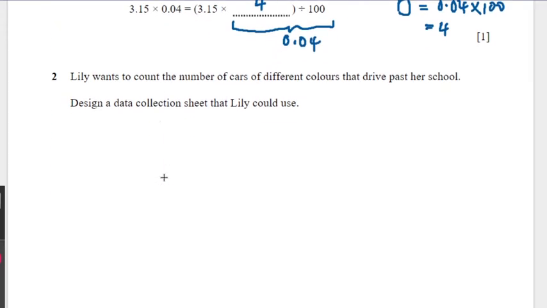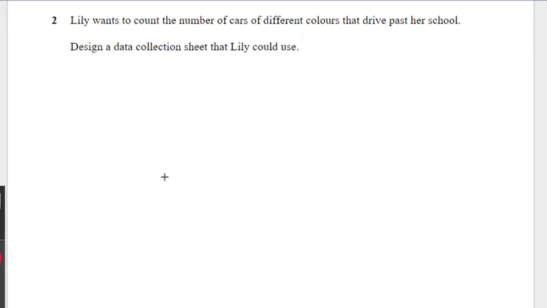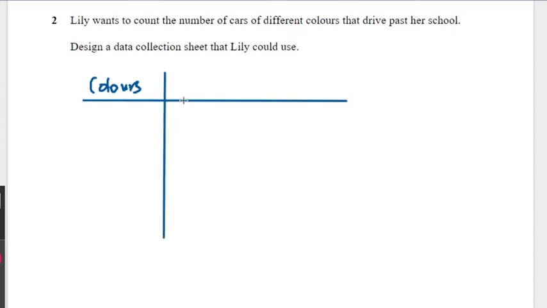Okay, next. Lily wants to count the number of cars of different colors that drive past her school. Design a data collection sheet that Lily could use. This one we practiced many times in class. So you must have colors here, and then don't forget to put tally here. Must tally. Once you tally, then only you can get the frequency, right?